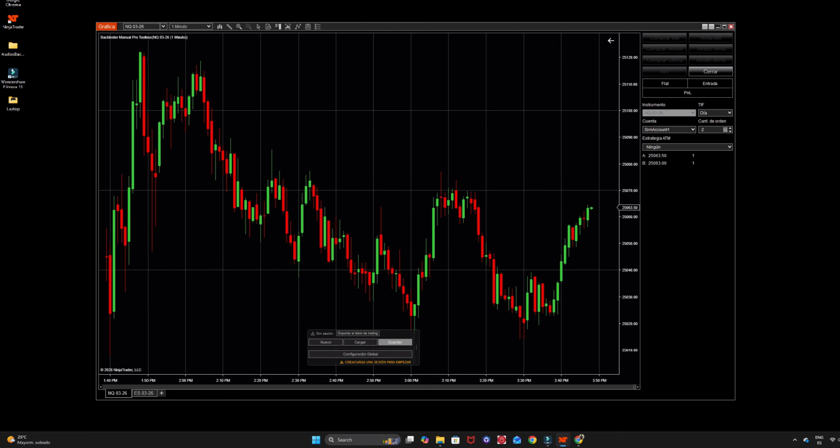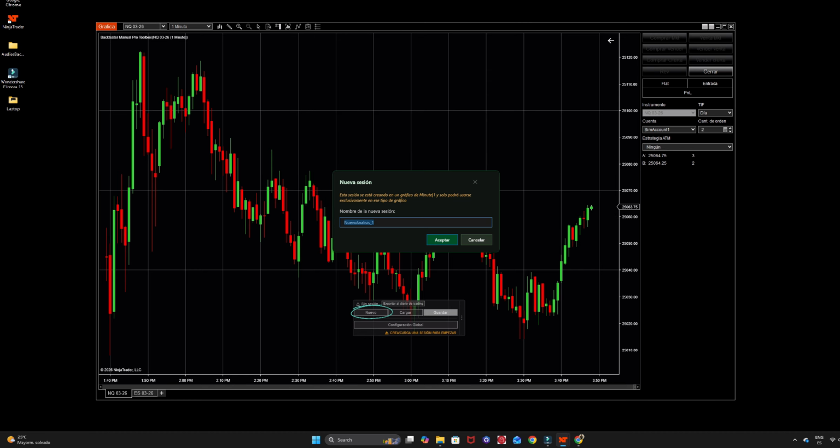To begin backtesting, it is first necessary to create a work session. To do so, use the New button and assign a name to your work session. It is important to understand that this session will be saved associated with the type of chart where you are creating it. In other words, if you create the session on a 1-minute chart, that session can only be used on 1-minute charts. If later you wanted to test a strategy on a 2-minute chart, you will need to create a different session.